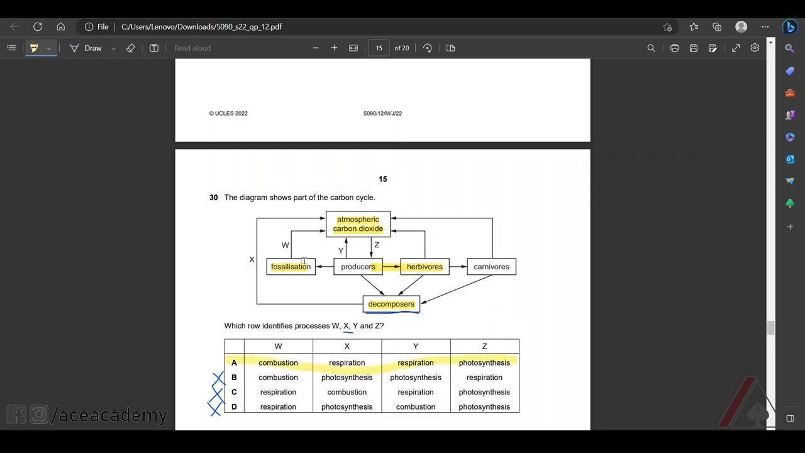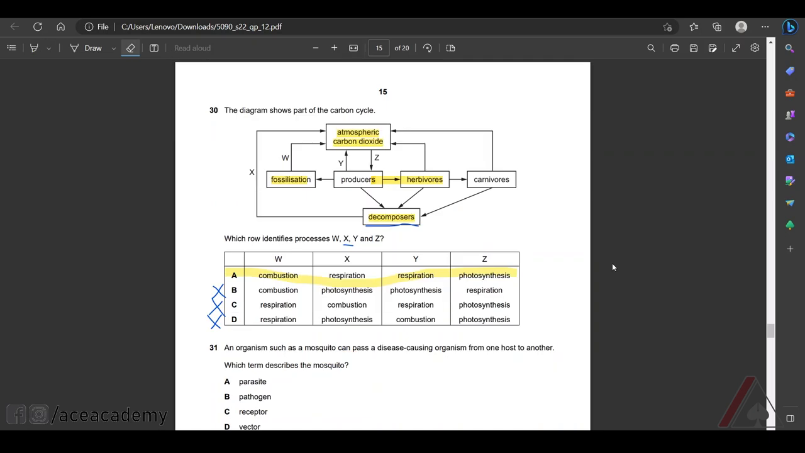For those of you confused, combustion is the burning of organic compounds in dead organisms such as plants and animals. And this process usually involves burning them in oxygen, which releases carbon dioxide. So yeah, W is combustion.